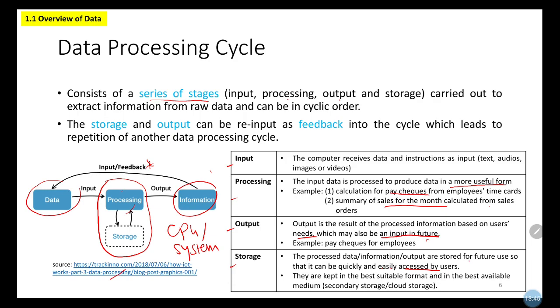For the storage, of course, all data or information output that we produce will be stored for future use so that you can easily or quickly access the information. Everyone can access the information. So they can be kept in the best suitable format and in the best available storage medium. It could be secondary storage or cloud storage. The format will also depend on the requirements of the user.